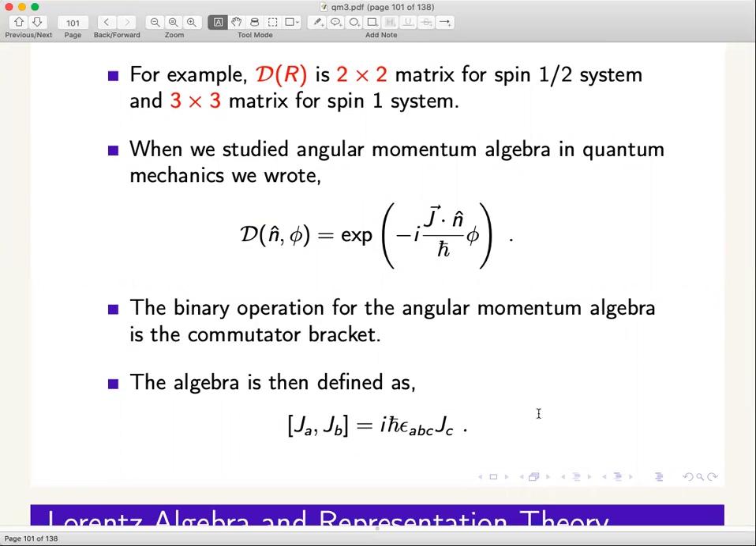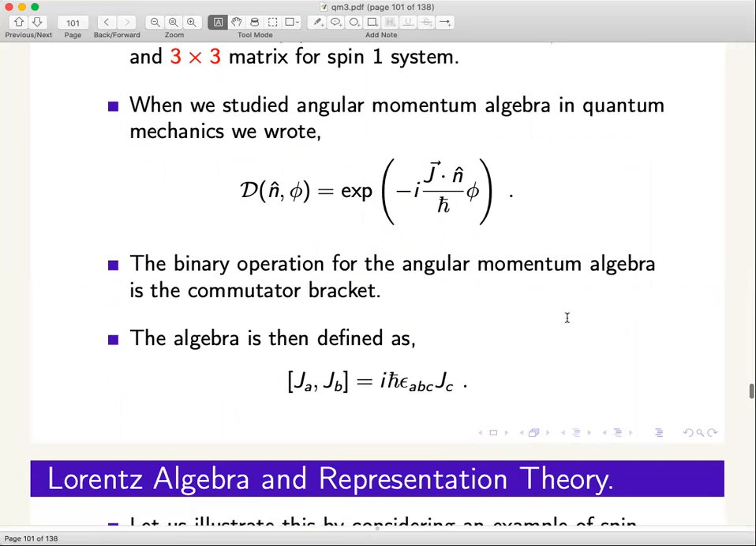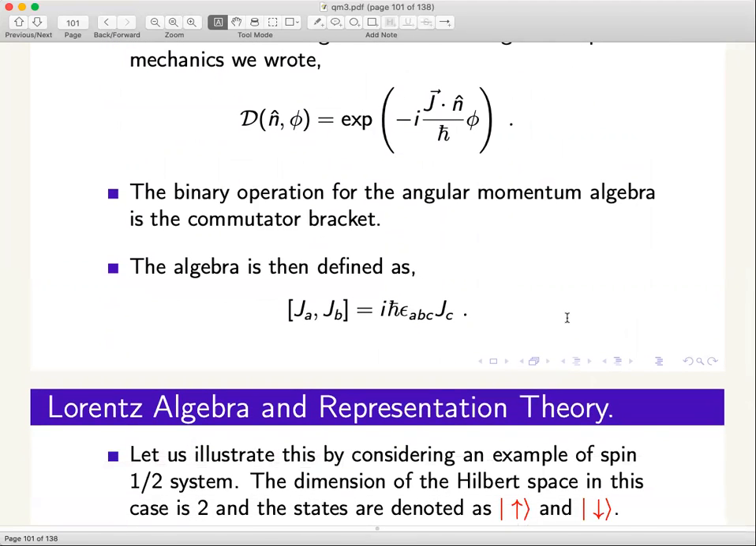We have of course used this. Anybody who studied starting with orbital angular momentum may have used L here instead of J, but nevertheless, this is the algebra. So let us try to understand how this algebra could be represented.